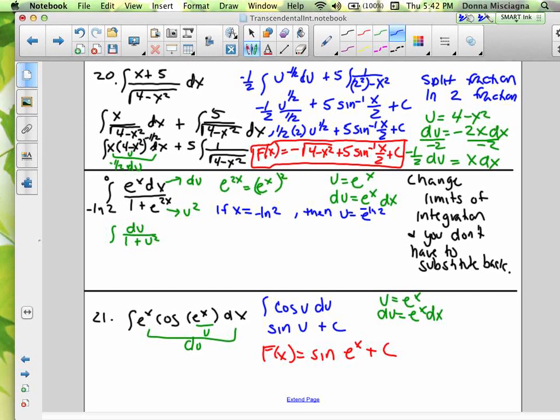If x equals negative natural log of 2, then u equals e to the negative natural log of 2, and that's just negative 2. If x equals 0, then u equals e to the 0, which is 1. All right, so we'll change our limits of integration to negative 2 and 1.